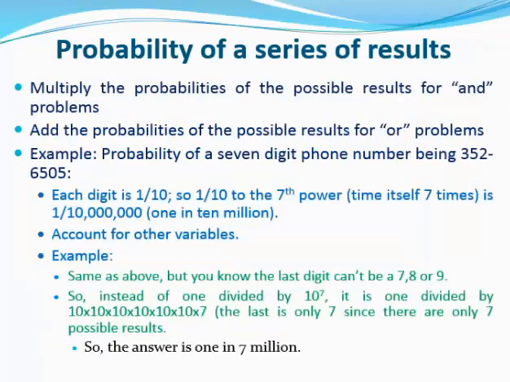What about probabilities of a series of results? You roll a die 3 times. What are your odds of getting 3 6s in a row? Well, in order to figure out the probability of consecutive results, you simply have to multiply all of the probabilities of all of the individual results together.